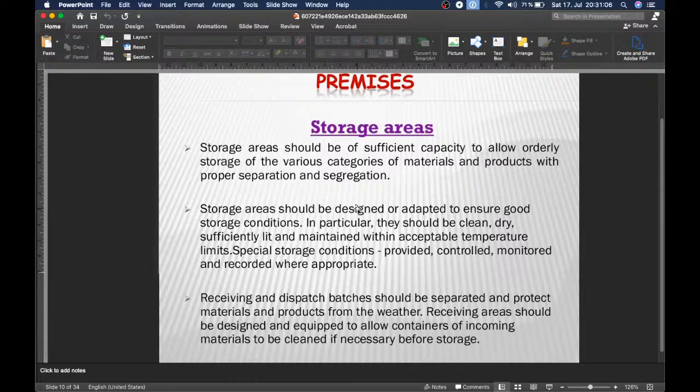Okay, then comes your storage areas. Storage areas should be of sufficient capacity to allow orderly storage of the various categories of materials and products with proper separation and segregation. Yeah, because once your product is produced, you have to pack them as per requirement. Is it plastic bags or thermocol bags, whichever packaging is required. They have to be packed evenly, like there should not be uneven products being produced.